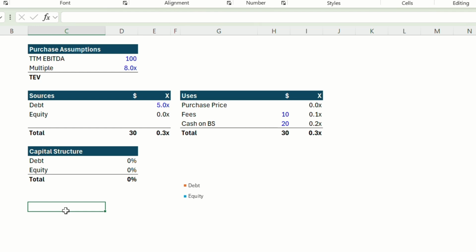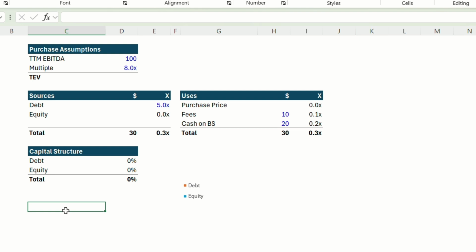Hey guys, so in this video, we're going to quickly explain what the sources and uses table is. And just to make sure you understand it for interviews, or even if you've recently entered finance, just to understand what it is. So the sources and uses table is exactly what it sounds like. It tells you where the capital is coming from and how it's going to be used.